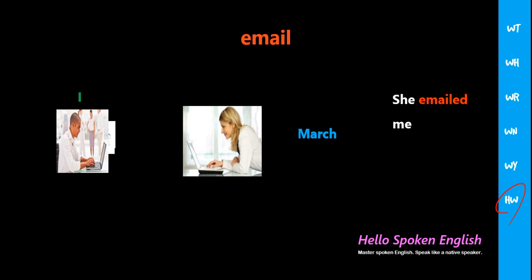How? She got the email and returned it, right? So there is one word to describe it. It's back. When? In March. So the sentence is, she emailed me back in March.